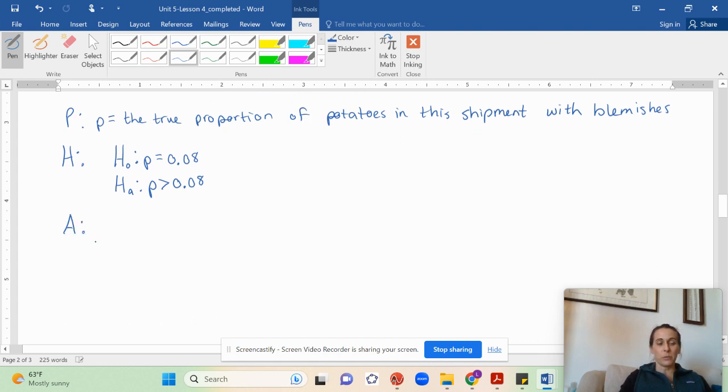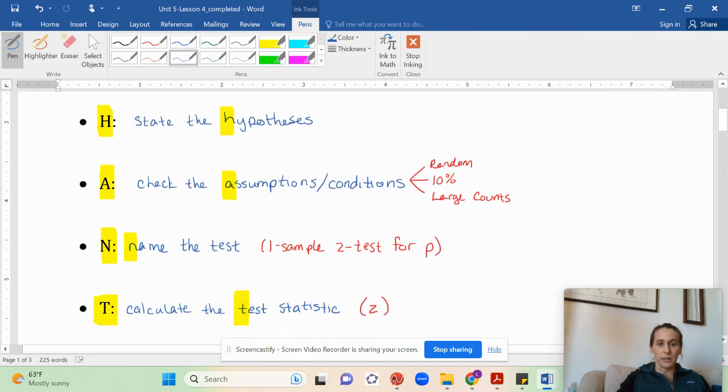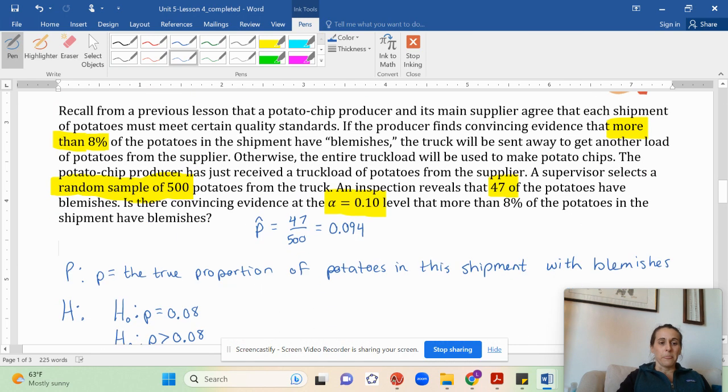Next, we have A. We're going to check the assumptions or conditions. First of all, the first condition is random, and we were told in the problem that it is a random sample of 500. I even highlighted it above, random sample of 500. Next, we want to check to make sure that the population size is large enough. That's the 10% condition.